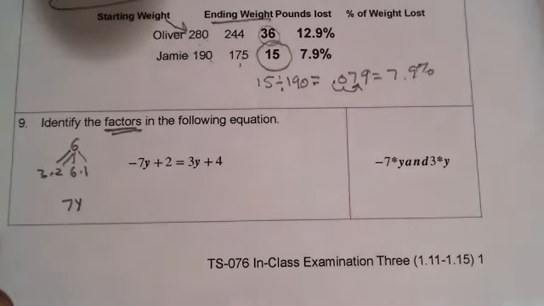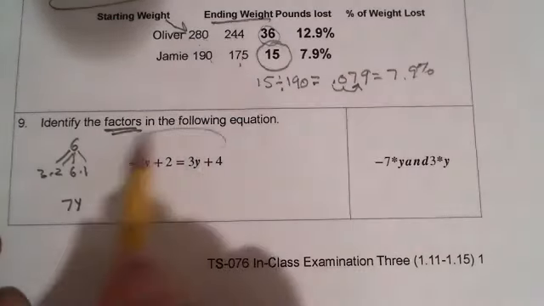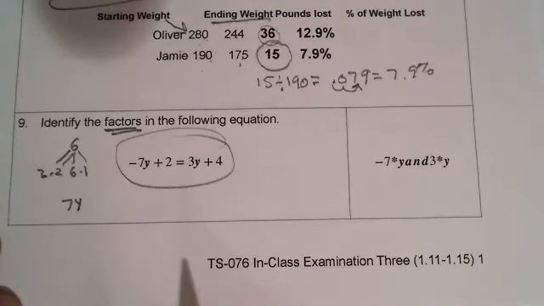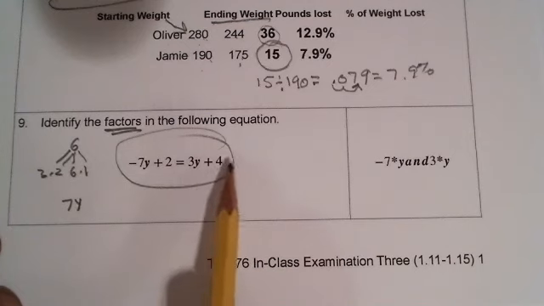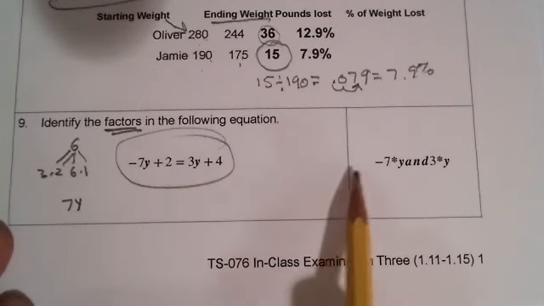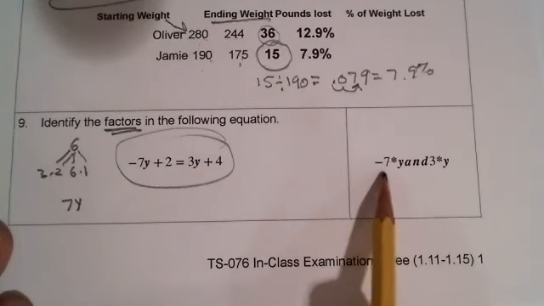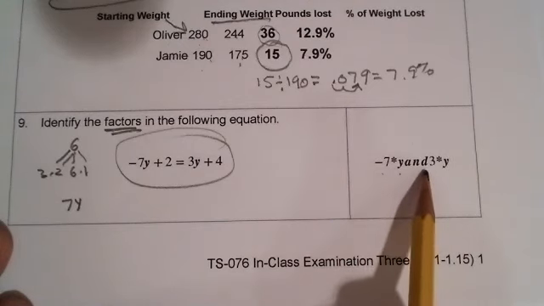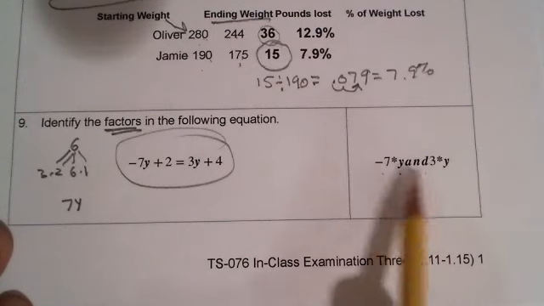Okay, so they want to know, they're looking at this right here, what are the factors. I'm going to look at it, and I've got negative 7y. These two are multiplied by each other, and 2 is not a factor because it's added. And then I got 3 and y. Those two are multiplied by each other. They're factors. Plus 4. 4 is not a factor. So my factors are negative 7 and y and 3 and y. Those are all the factors.